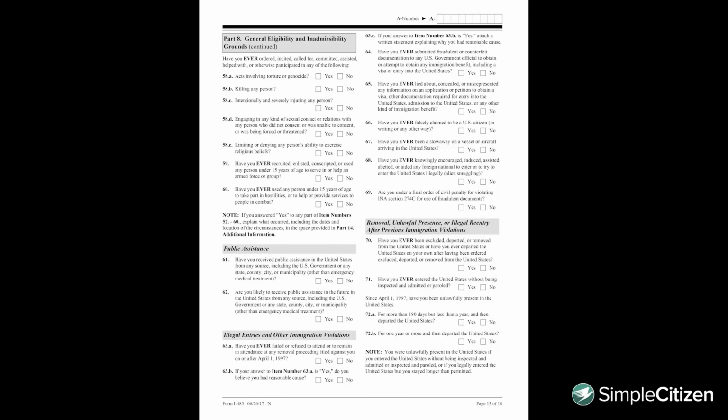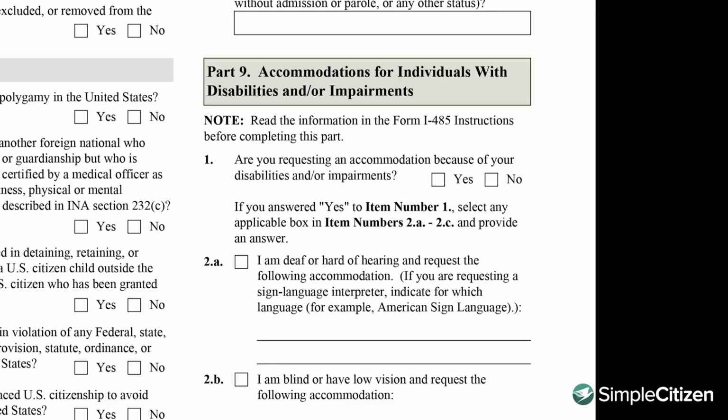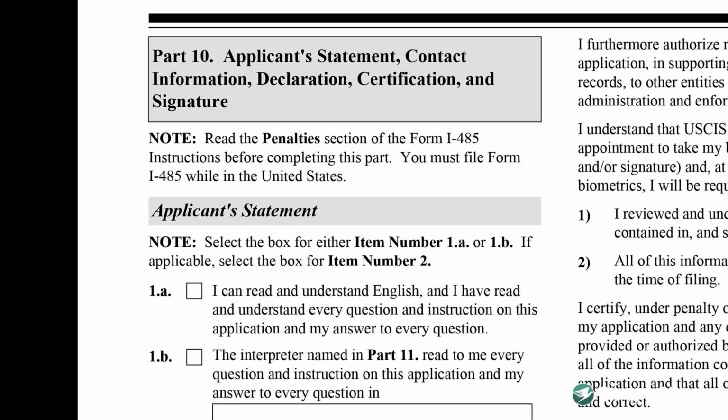If you've received public assistance, you could be found inadmissible. If this is your situation, you should consult with an attorney before mailing in your Form I-485. Part 9. Part 9 asks if you have any disabilities or impairments that need accommodations for your interview. Next page. Part 10. Congrats, you're about done.